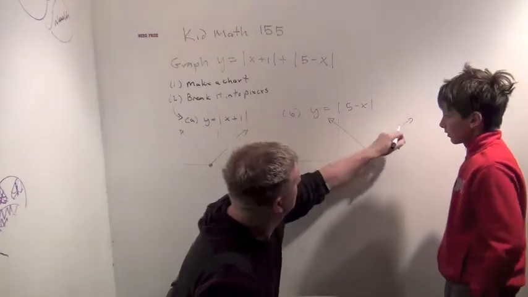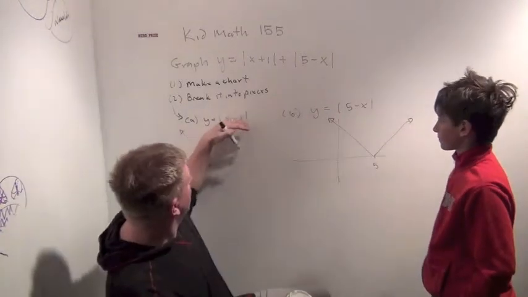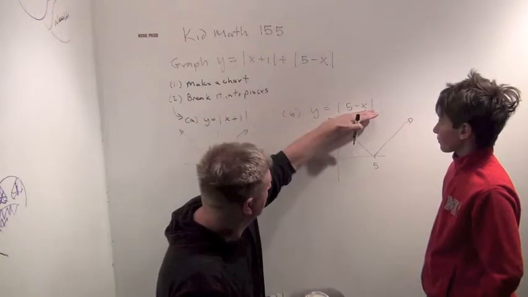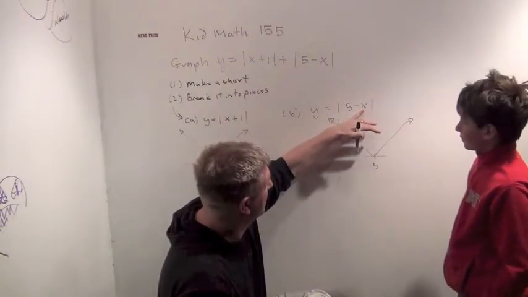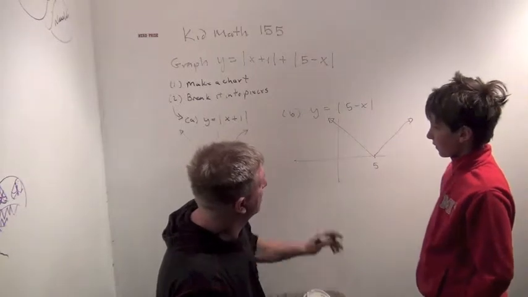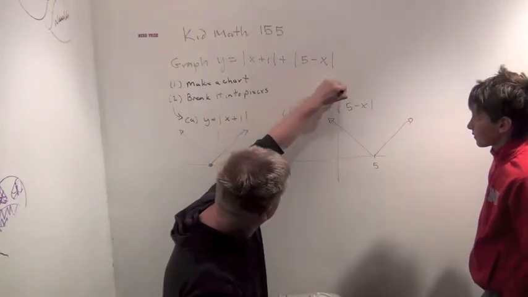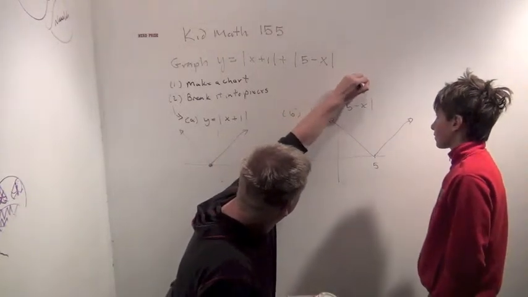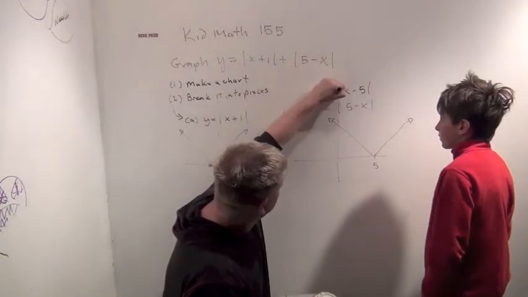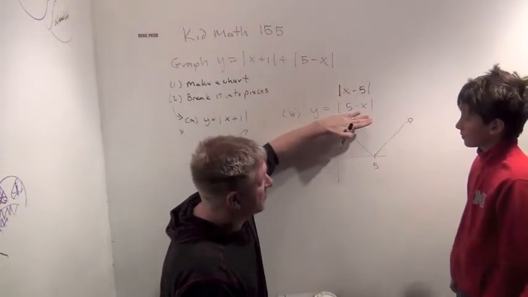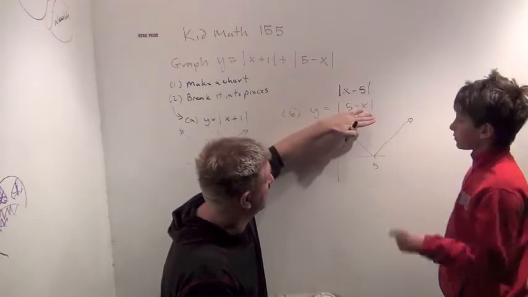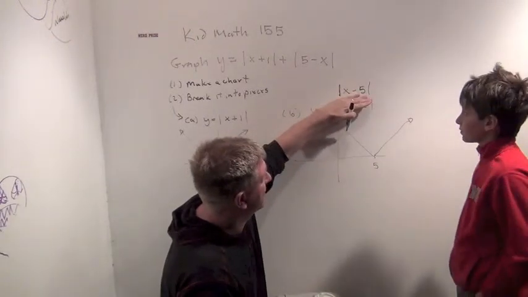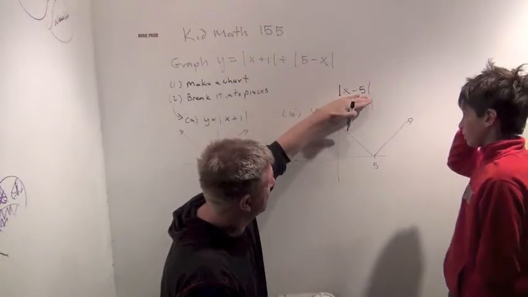What's another way to write this? This is written as x plus 1, and this is written as 5 minus x. How could I write this with a positive 1? You could say x minus 5. This is the same as absolute value of x minus 5. I can multiply things in absolute values by minus 1 and they're the same thing, because the absolute value turns the minus 1 into a plus 1. So if you'd rather look at this like absolute value of x minus 5, that's fine too.